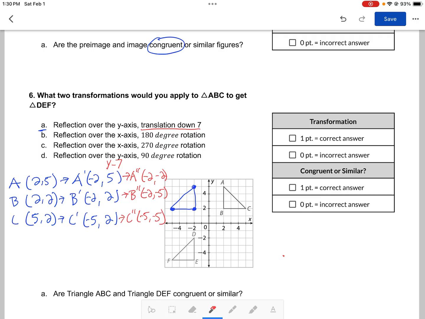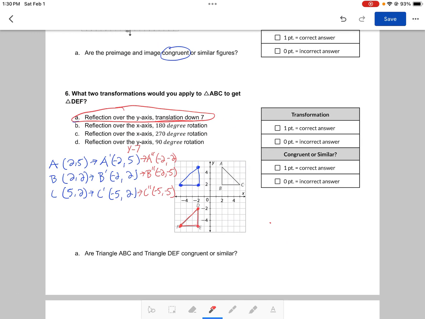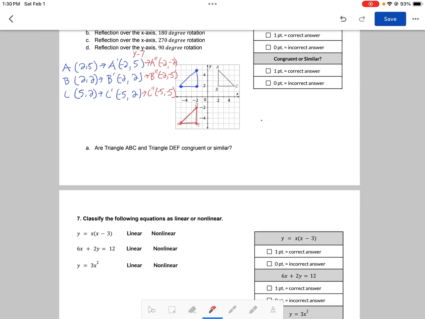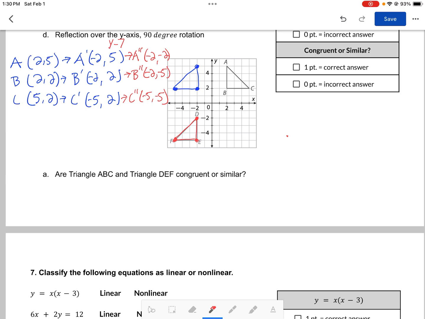Okay, so let's see where this lands us. So now (-2, -2), (-2, -5), (-5, -5). It's a perfect match. So because those transformations all fit for triangle DEF, I know that choice A is my correct answer. Lucky us, we don't have to go through all 3 compositions. Are they congruent or similar? Well, all I did was reflect and then translate.